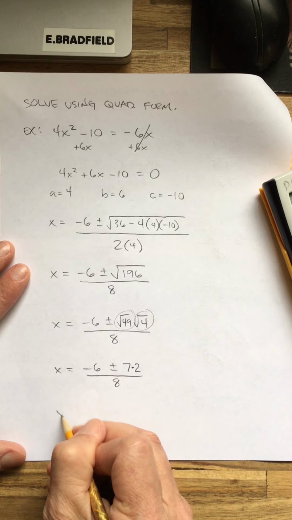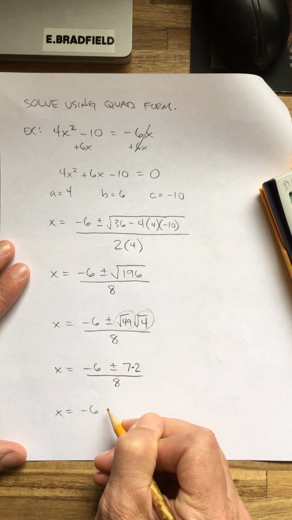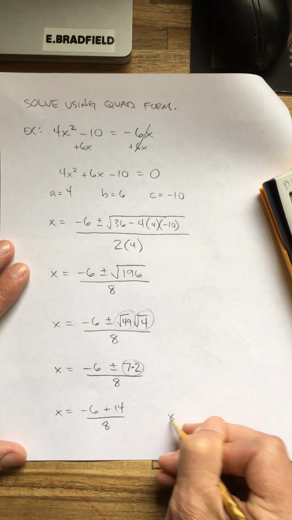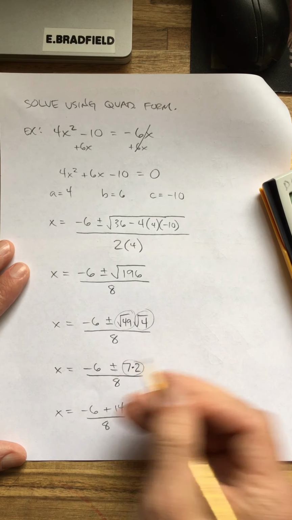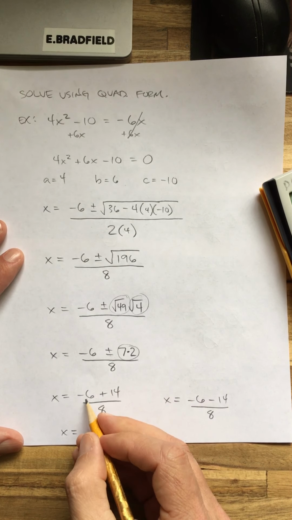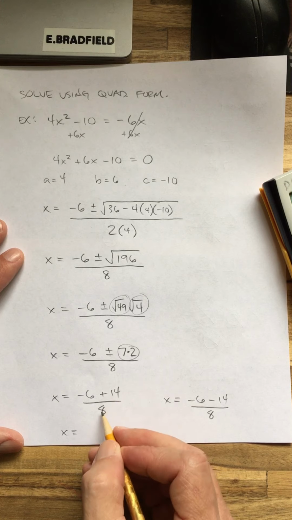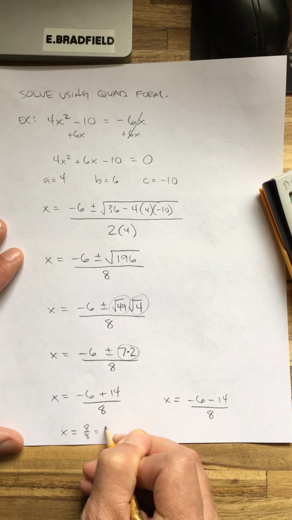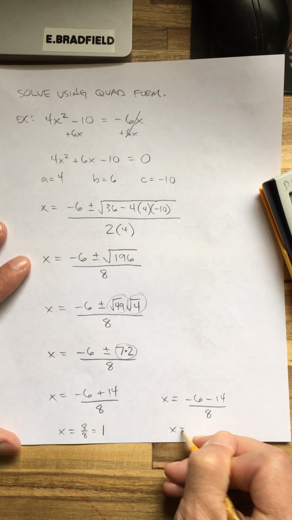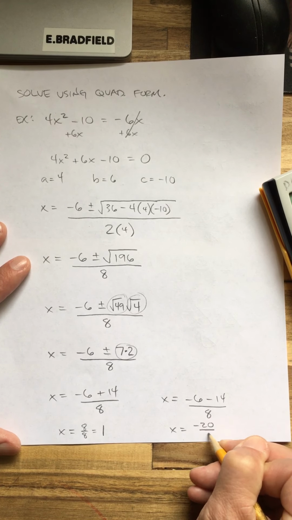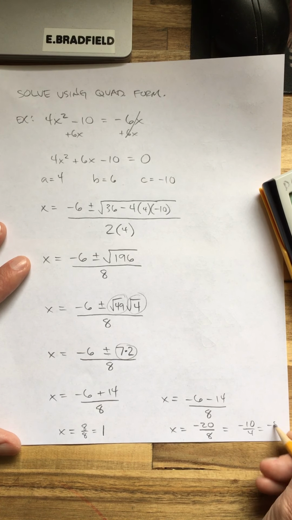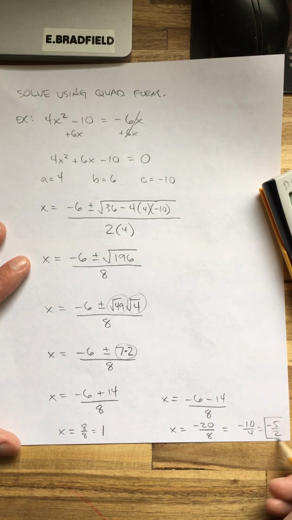All right, so here we go. We get x equals, that's a negative 6 plus, remember that's 14, so plus 14 over 8. And we get x equals negative 6 minus 14 over 8. And now just simplify it. X equals negative 6 plus 14. Okay, that's 8. 8 over 8. And that equals 1. All right. And negative 6 minus 14. Okay, so x equals, that's negative 20 over 8, which reduces to negative 10 over 4, which reduces to negative 5 over 2. Okay, so there's your other answer right there.